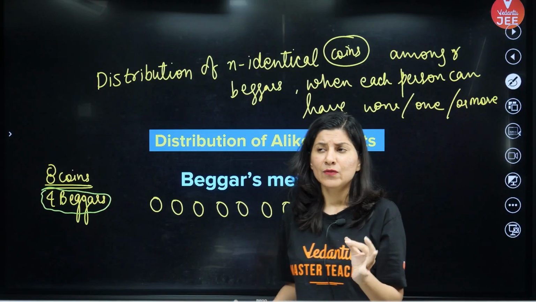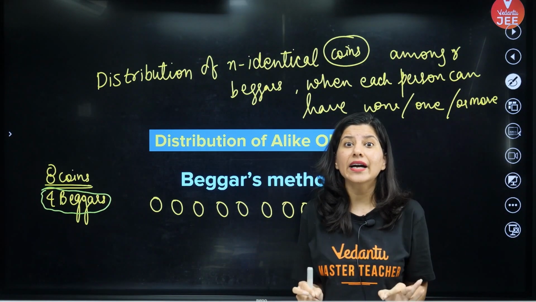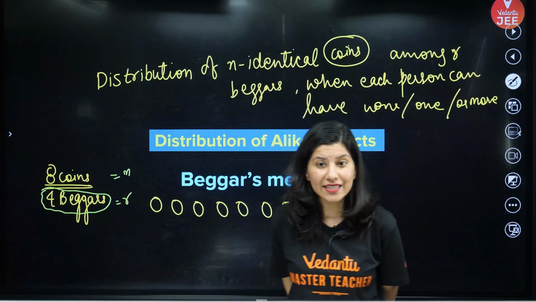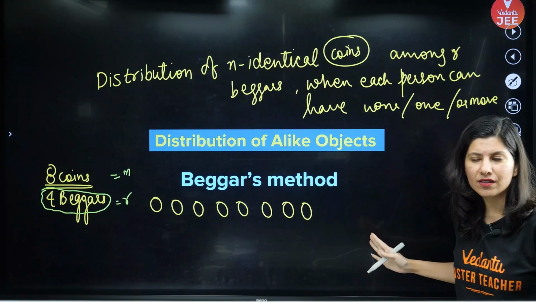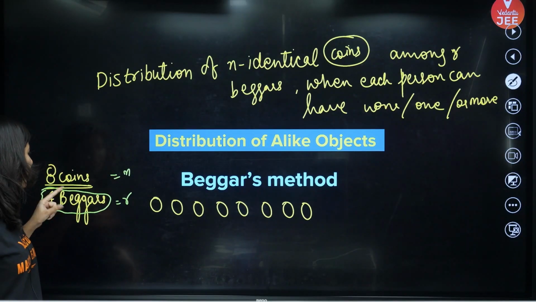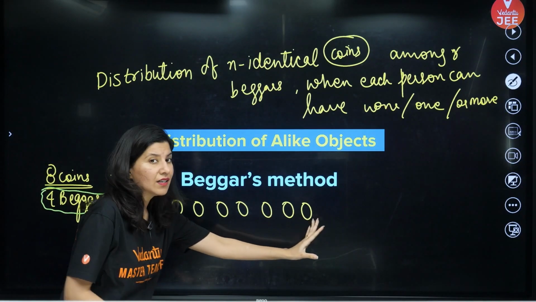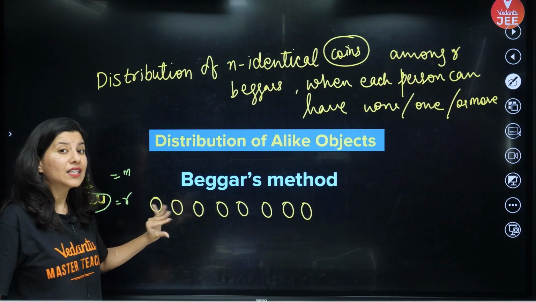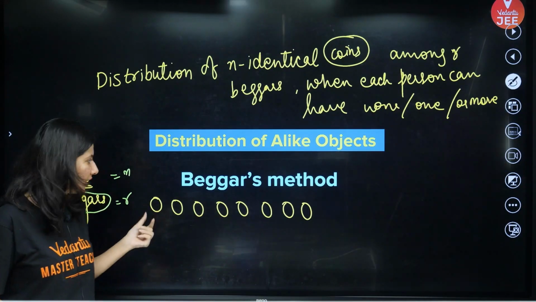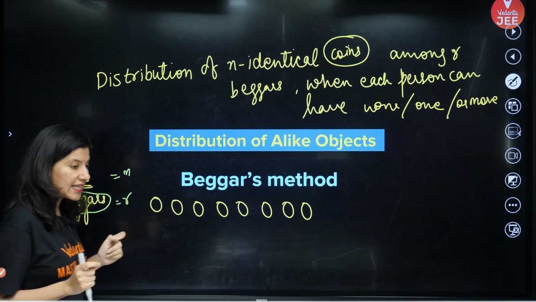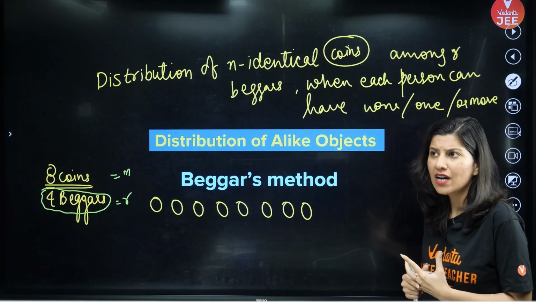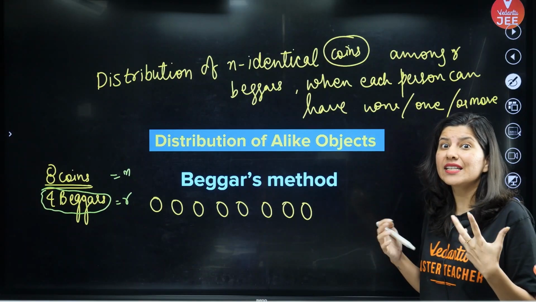So what is 3? Here we are going to add r minus 1 false coins to these 8 coins. Let me tell you one more time: what we are trying to do is add 3 false coins over here. Why 3? Because we always add r minus 1 false coins. Now what are false coins? False coins, or you can say partition coins.